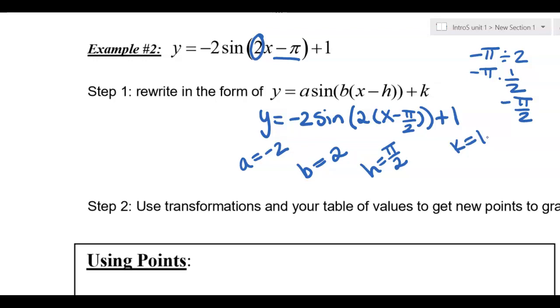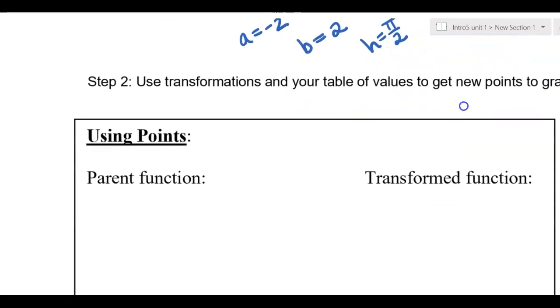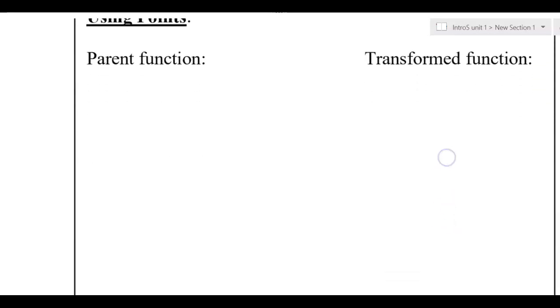Is everybody okay with the rewriting and recognizing the different values from the equation? All right, so now we're going to try and set up our points to graph using our transformations, which means you guys have to know your parent. So you guys can see if you know it right now on your own.